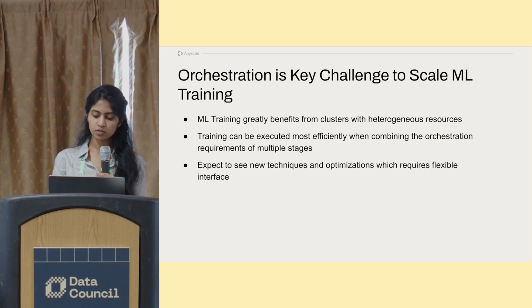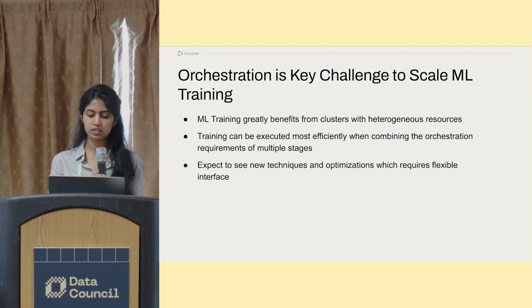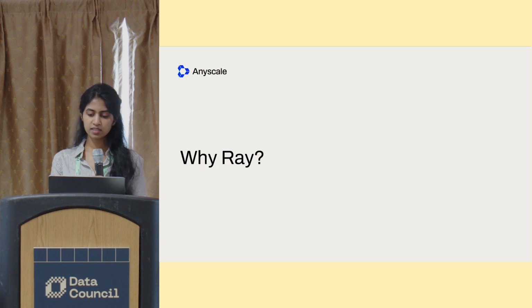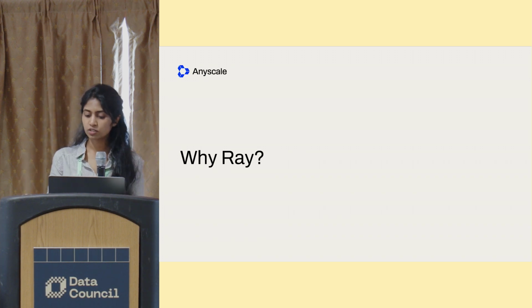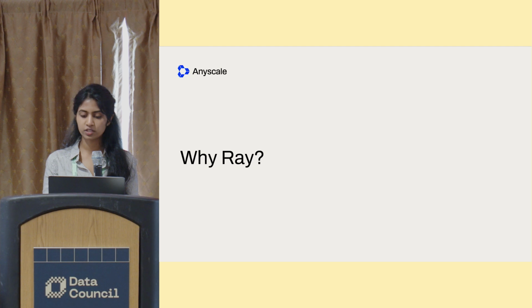And then the framework also needs to be flexible, both in terms of the types of workloads it supports and also the resource types it needs to operate on, because each stage benefits from different patterns. And as new techniques and optimizations are discovered, ML engineers should be able to easily implement and test out those techniques at scale. So the next set of slides will give a high-level overview of Ray and how it solves the functional requirements for a general-purpose orchestration system that's suitable for large-scale ML training.